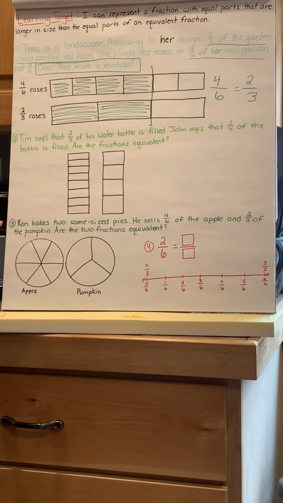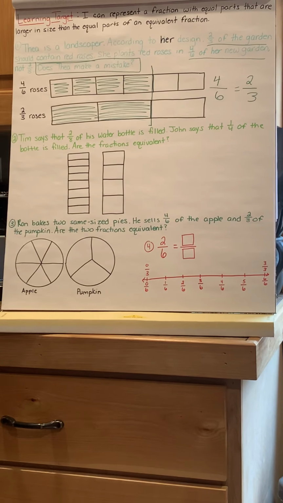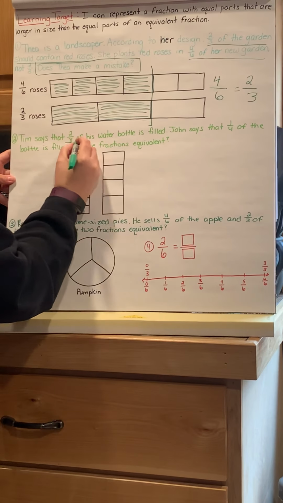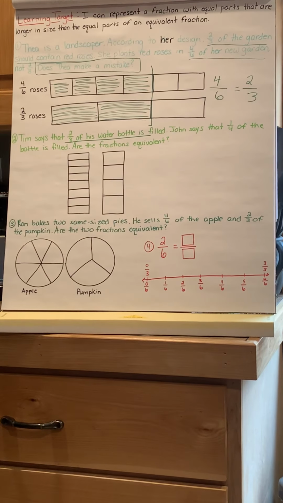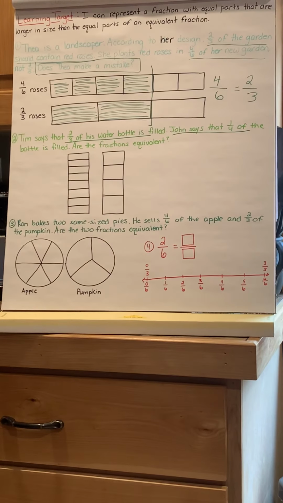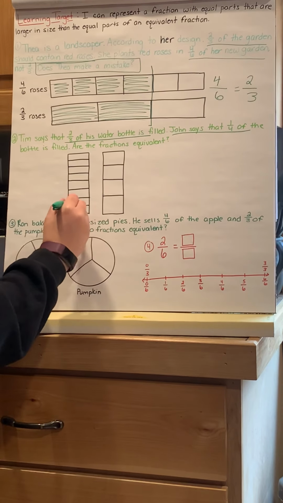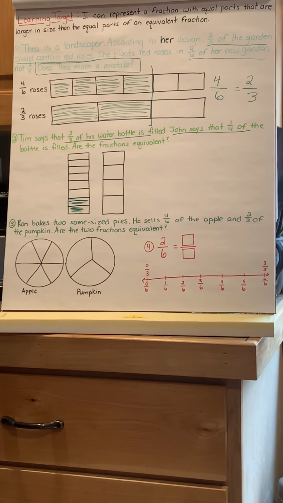Now I'm also using fraction strips on this next problem, but instead I turned them sideways, whichever one helps you see it visually. Now, this one says that Tim says that 2/8 of his water bottle is filled. John says that 1/4 of the water bottle is filled. Are the fractions equivalent? So here's what Tim says, and his is 2/8. So I have 8 equal parts, and I shade in 2. That's how full his water bottle is.